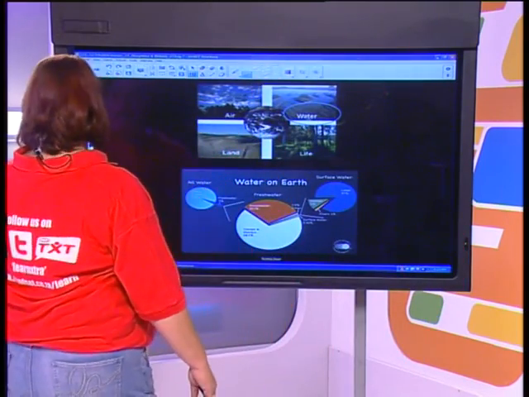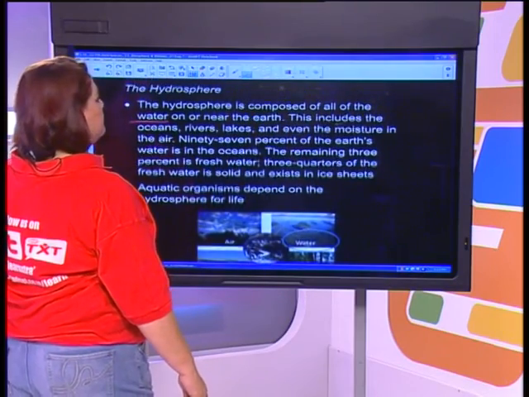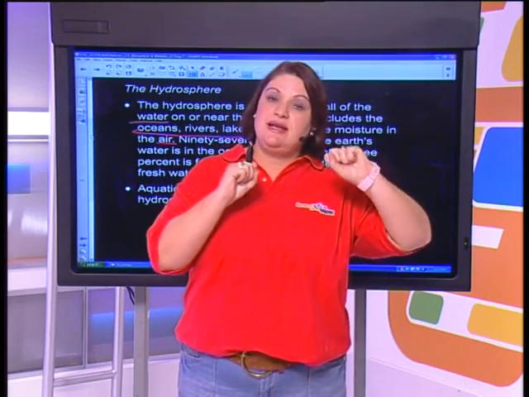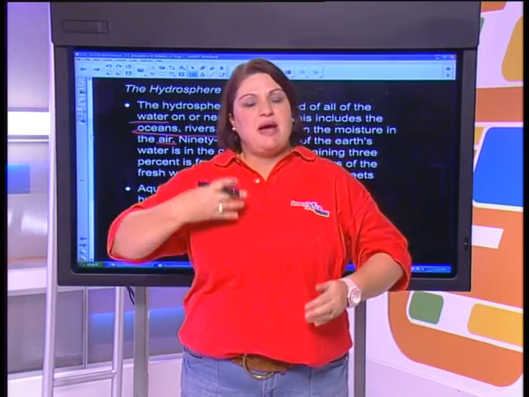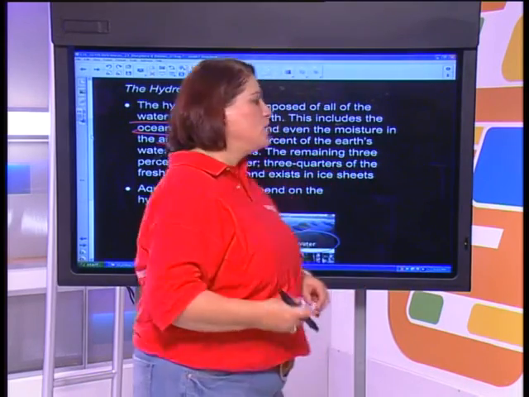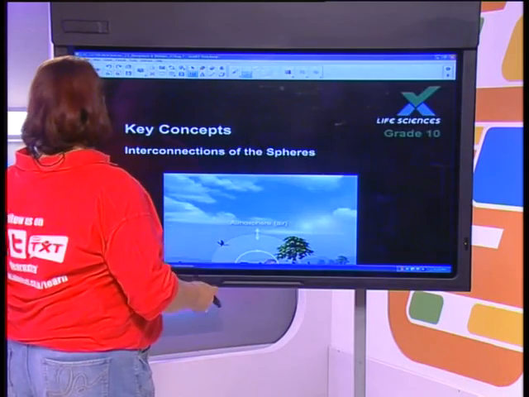So when it comes to our water, what do we have? Let's go back here. We have the oceans, rivers, lakes, even the moisture in the air is made up of water. And remember what I said: when we use terrestrial to denote land, then when we talk about the hydrosphere, we're talking about water, and we use the term aquatic.